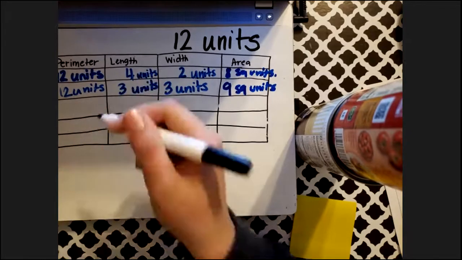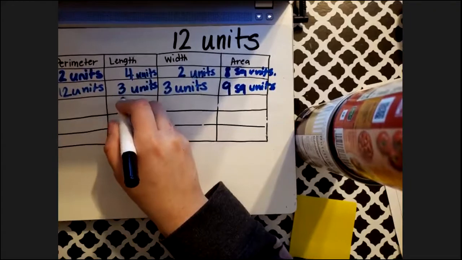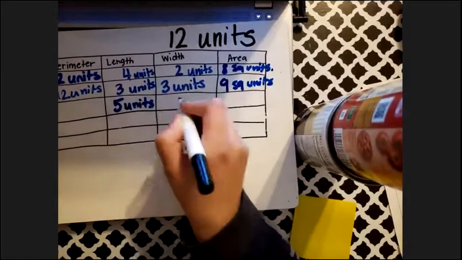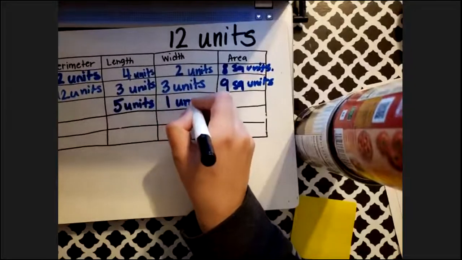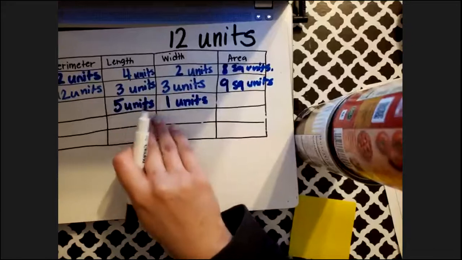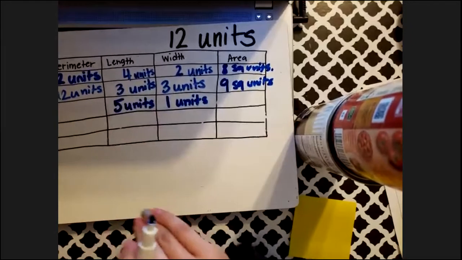So the length would be what, Felix? 5. And the width would be? 1. So you notice how 5 plus 1 equals 6? So you think of all the ways that you can do 6. So he did 5 plus 1.